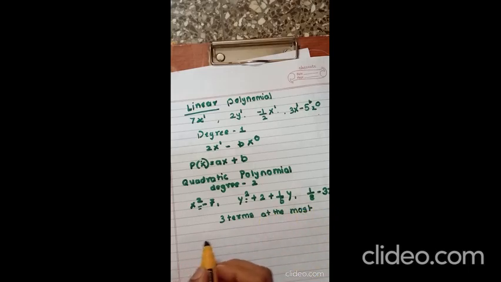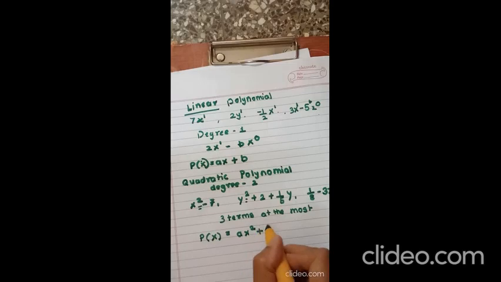So how can you write the general form of a quadratic polynomial? Px is equal to ax square plus bx plus c.